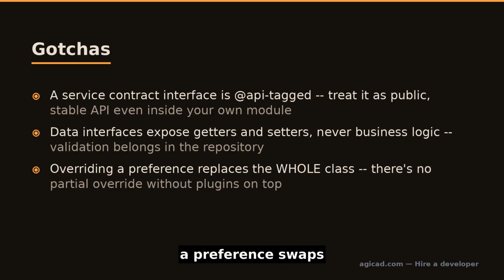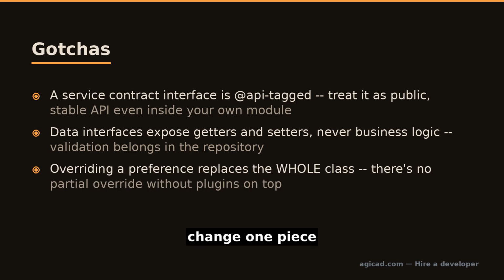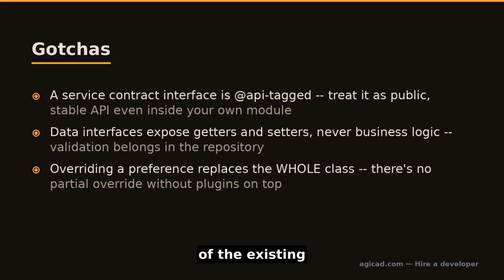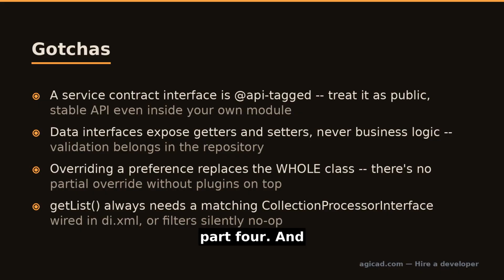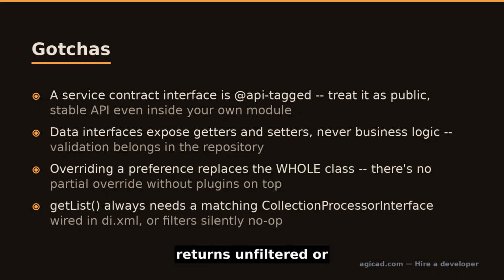If you only need to change one piece of behavior, a plugin on top of the existing class is almost always the better tool, which ties directly back to part 4. And getList silently returns unfiltered or unsorted results if the collection processor referenced in di configuration isn't wired correctly. There's no exception, just results that quietly don't match your search criteria.